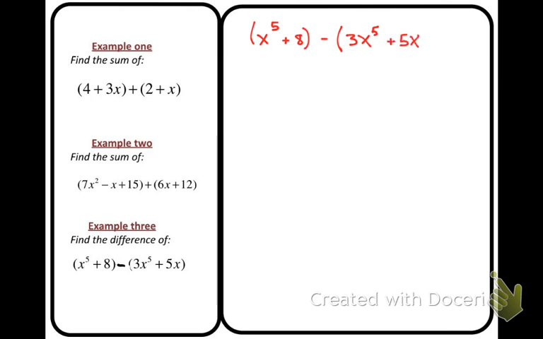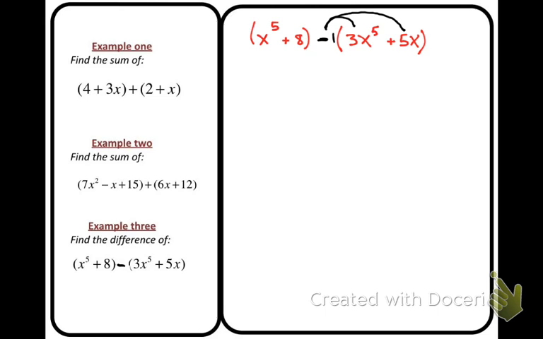Okay, in the last two previous examples, we had addition signs between the parentheses. Now we have a subtraction sign, because we're finding the difference here. So key thing, we have a minus sign there. Remember that there's an invisible 1 in front of this parentheses, which means we're going to be distributing this negative 1 into the parentheses.